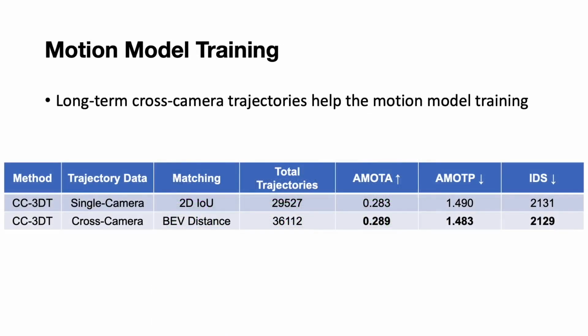We further show that long-term cross-camera trajectories also help the motion model training. They provide larger amount of training trajectories at greater diversity as longer, more complex trajectories can be modeled.